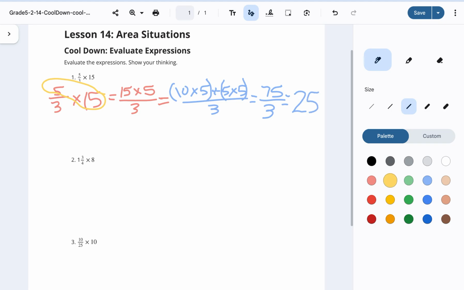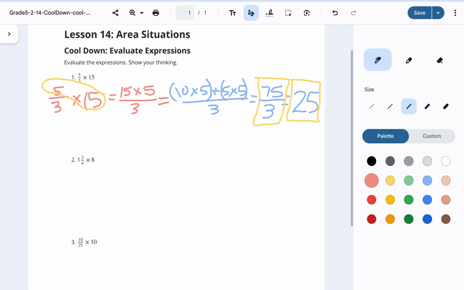Now, I do want to point out that I would accept this as an answer, and I would accept this as an answer because, boys and girls, those are the same. They'll sit in the same place on a number line. So certainly, those are both great ways to express the answer for number 1. Let's do some similar thinking with number 2.